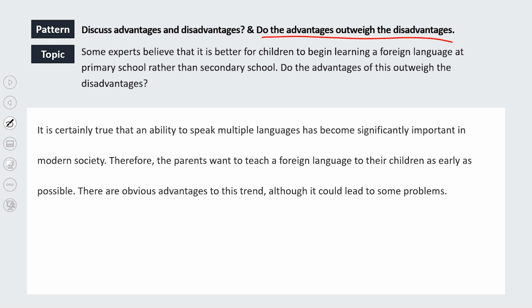So a lot of candidates tend to miss out the evaluative judgment part of these essay topics. That's something I always remind my students: you need to explain why something outweighs something else.